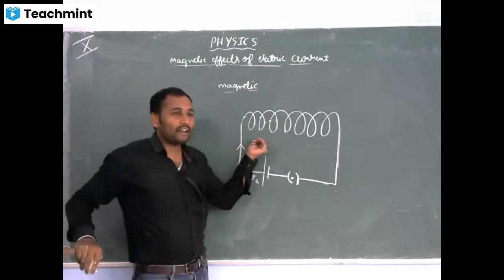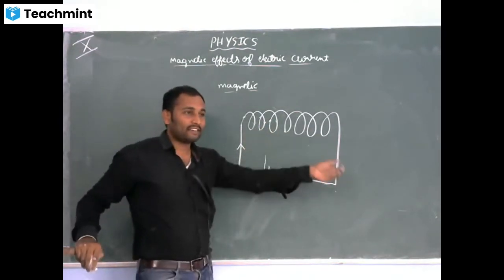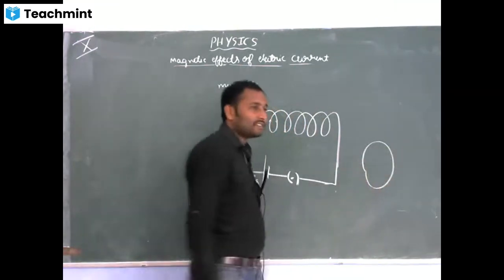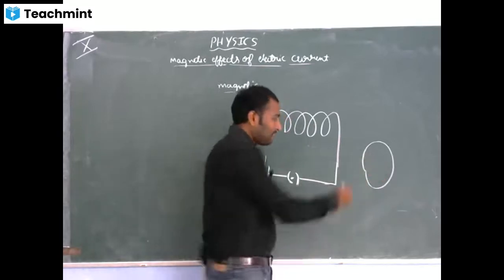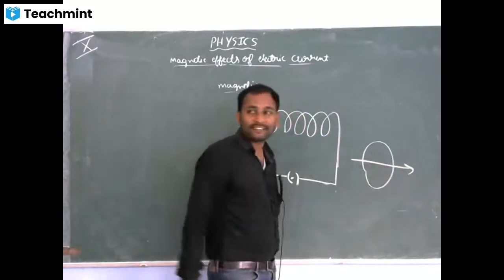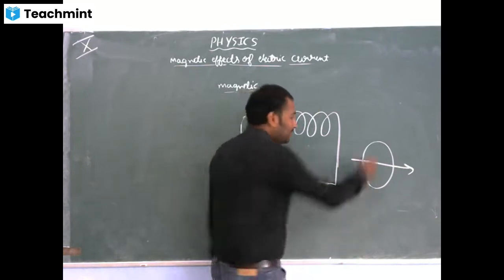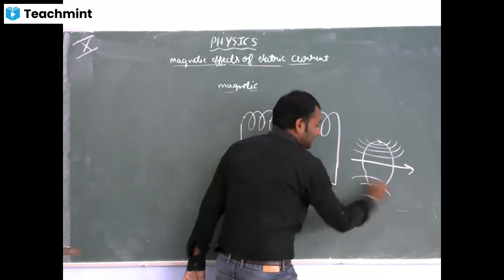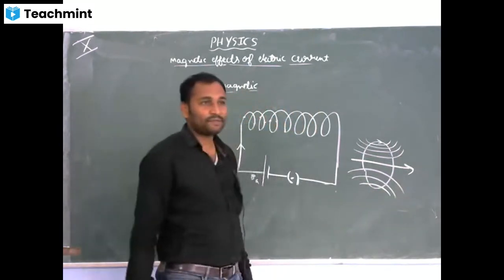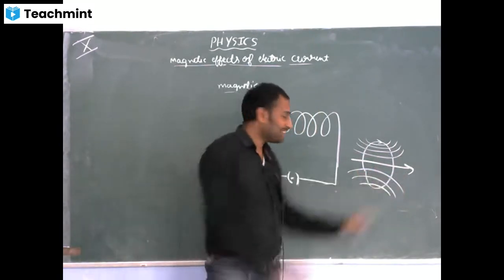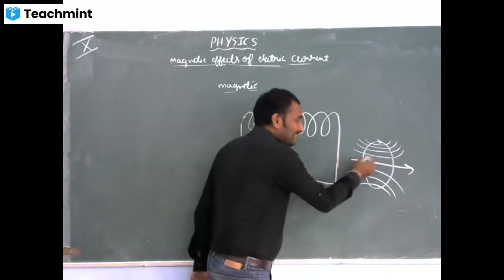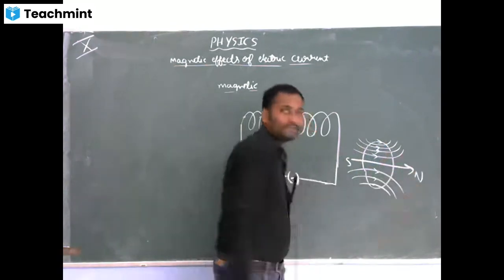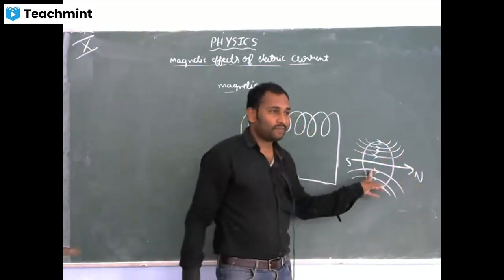Now, as the current is flowing, let me give you an example. This is a circular loop. At the center of the circular loop, I am getting a straight line passing through the origin. That means if current is going like this, magnetic field lines are like this, right? This is north or south? South. This is north.